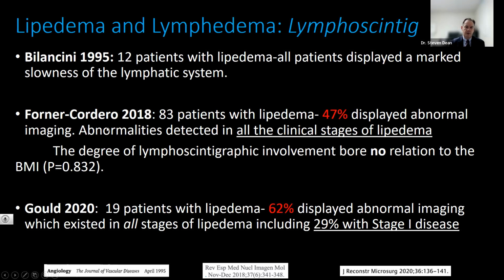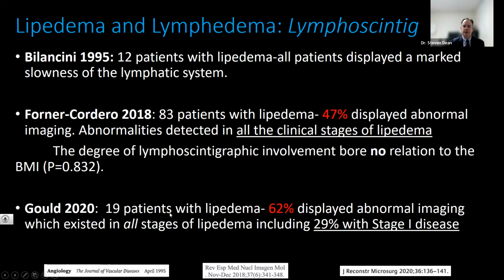Here's a 2018 reference, Forner-Cordero, 83 patients with lipedema. Half of these displayed abnormal lymphoscintigraphic imaging. And abnormalities in lymphoscintigraphy were detected in all clinical stages of lipedema, even your stage 1. And again, why is that significant? Because your stage 1 lipedema patient is less likely to be obese. And then finally, note that the degree of lymphoscintigraphic involvement bore no relation to the BMI.